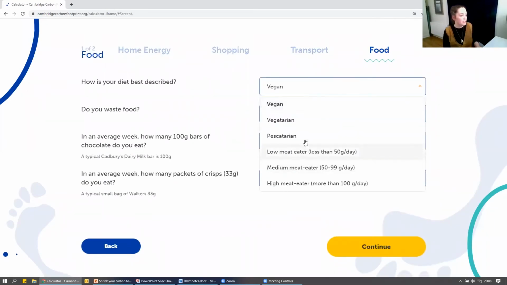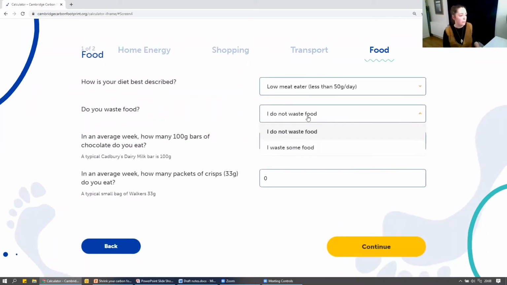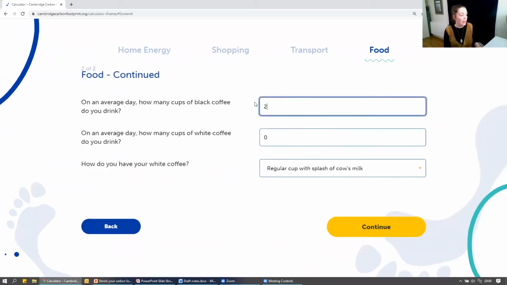And my diet, so I don't eat that much meat. I do waste some food, I try not to. And you remember I said some questions aren't necessarily about the impact. So these ones about chocolate and about crisps, they're not the biggest impact things that you can do when it comes to reducing your food emissions. That really is eating less meat and eating less cheese, those are the big ones. But actually, I'm on a health kick at the moment, so I don't actually eat any of those. I do have a vice for coffee. I would have on an average day at least 2, but I don't have any milk.